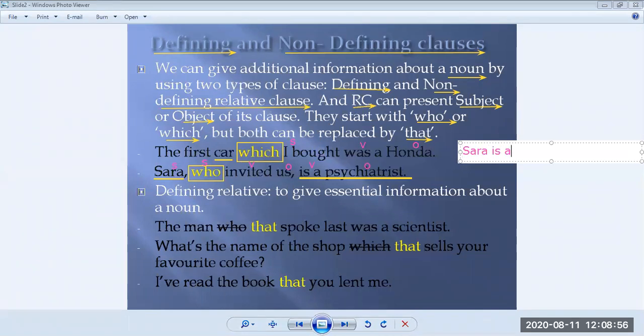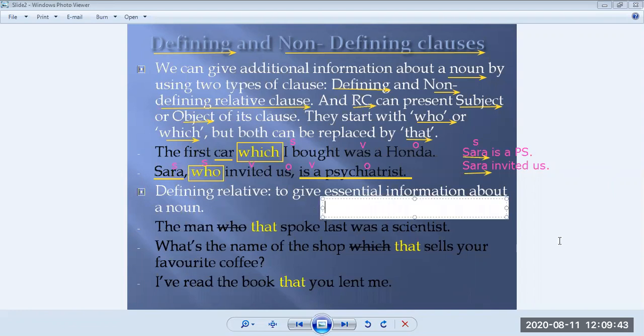Sarah is a psychiatrist. I will just leave it like this shortly. Another one: Sarah invited us. There are two sentences. Have a look at these two sentences. In both sentences, we have Sarah. In both of the sentences, Sarah plays the role of subject. Sarah is the subject of both sentences. So in this case, we do not repeat Sarah again. We use the defining or non-defining sentence.